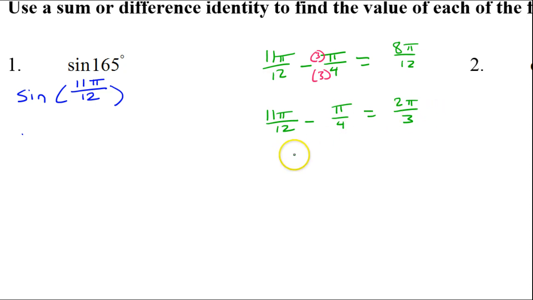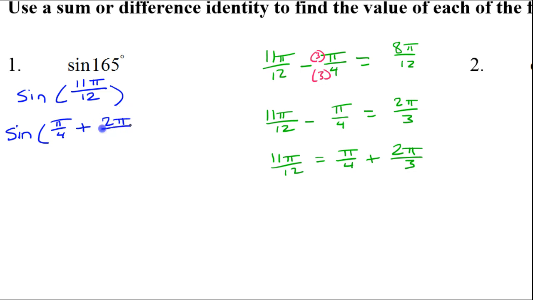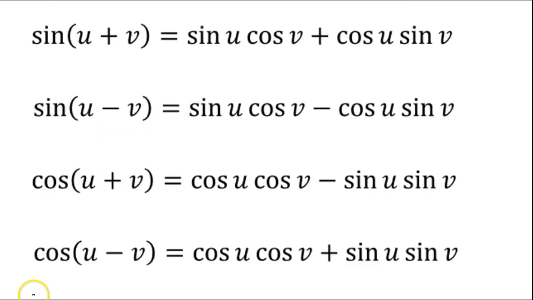Adding pi over 4 to both sides, that gives me 11 pi over 12 is equal to pi over 4 plus 2 pi over 3. Notice that both of these are special angles. I've got pi over 4, and here I've got 2 pi over 3, reference angle pi over 3. So that's how I'm going to split this up. So I'm going to rewrite this problem as the sine of pi over 4 plus 2 pi over 3. Now I'm going to use this top identity to do the problem.